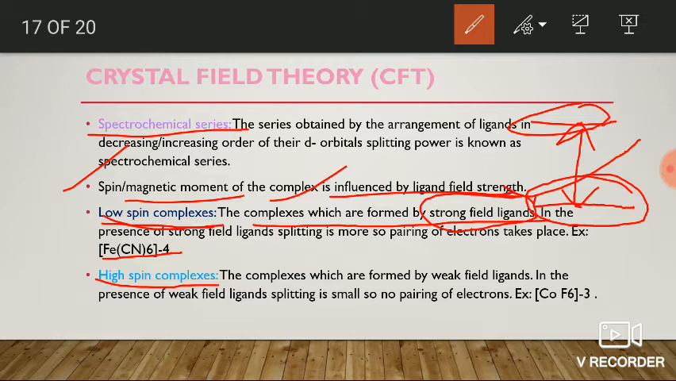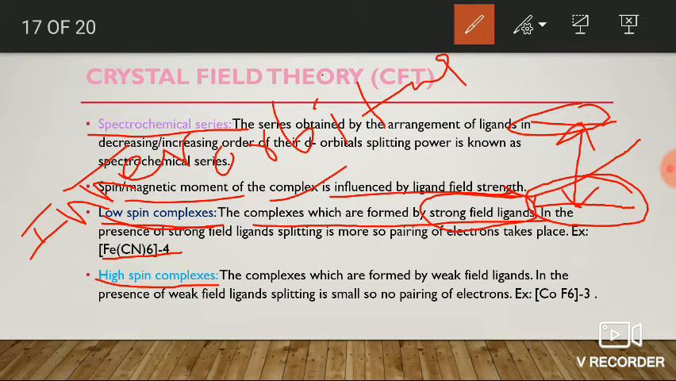According to VBT, valence bond theory, these low spin complexes are considered inner orbital complexes. According to VBT, low spin complexes are nothing but inner orbital complexes.